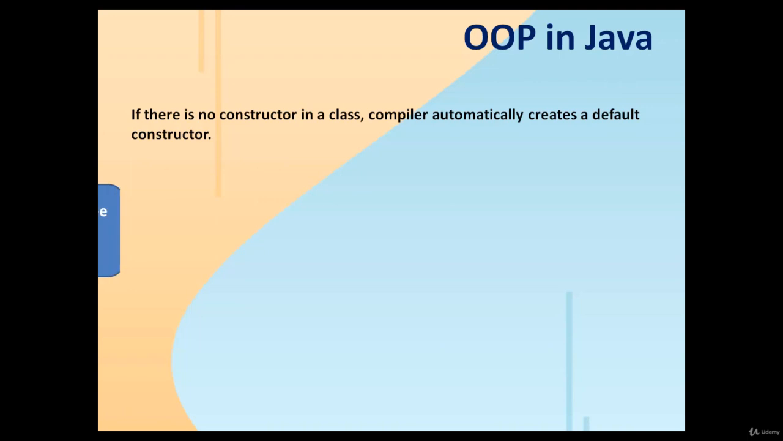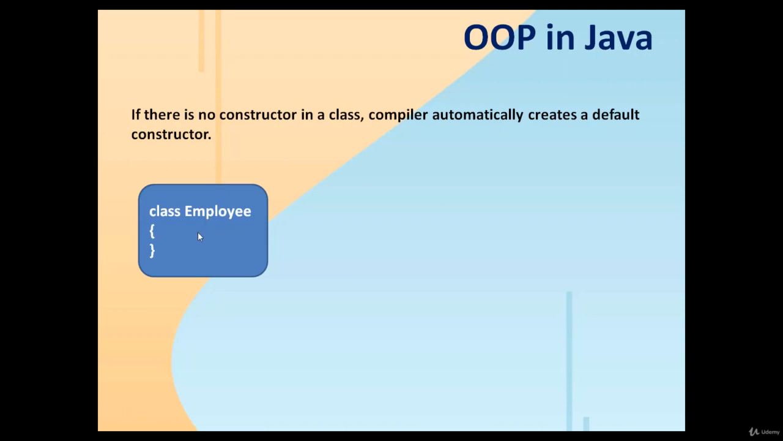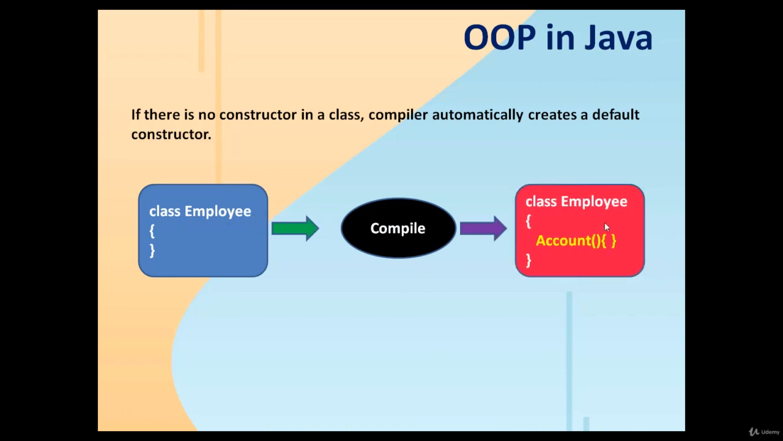For example, I write a class called Employee, with no properties or methods. When you compile this program, it creates Employee.class, and in that class file it will contain the Employee constructor. Earlier I said Account, but it should be Employee. So it will have the Employee constructor. We will see this practically.